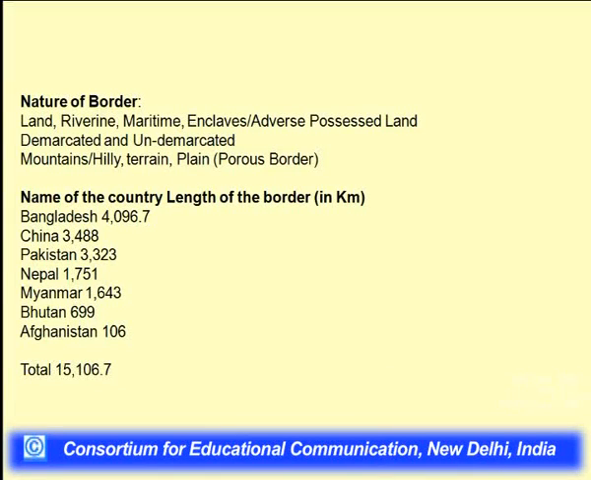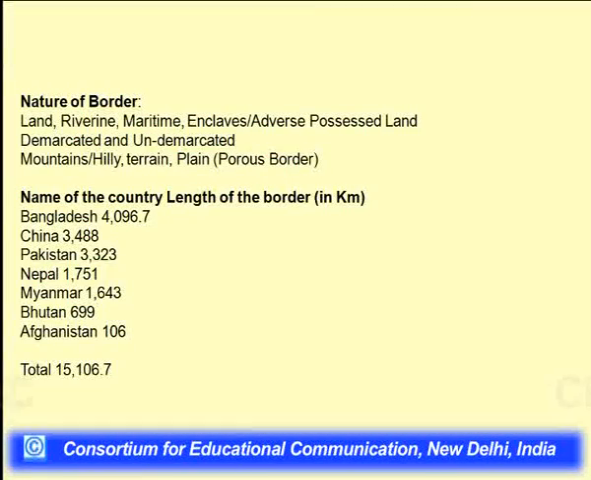If you look at the nature of the border, there are land borders, riverine borders, maritime borders, and there are enclaves or adversely possessed land bordering these states. There were disputes on the borderland between these countries, and some parts of the border were demarcated and a smaller part was undemarcated. Recently we signed a land boundary agreement with Bangladesh where 6.5 kilometers of border were undemarcated. This border also comprises mountains, hilly regions, terrain, and plains, and we have a porous border with Bangladesh and with Nepal. That creates a lot of problems of trans-boundary crimes in this region, and also leads to the problems of migration, human trafficking, drug trafficking, and arms trafficking among these countries.